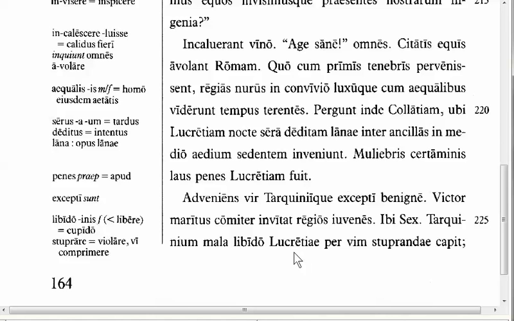Stuprandi here, because remember the gerund only has neuter forms. So in the genitive it only has the long I, stuprandi. And then Lucretiam would be its object, stuprandi Lucretiam. But instead, we have the desire of raping Lucretia, Lucretiae stuprandae. And notice here also that this is acting as an objective genitive with libido, desire of doing this. The next new feature is in line 251.